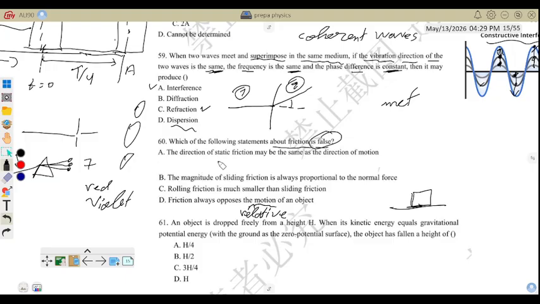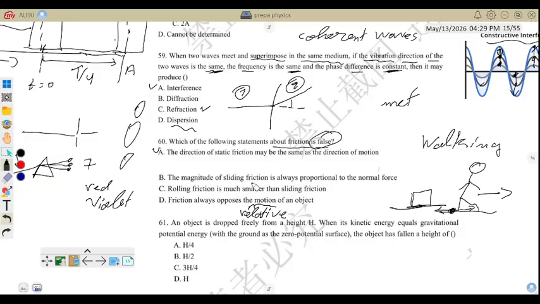A is true. The direction of static friction may be the same as the direction of motion. If we take the walking example, when a person is trying to walk, the person pushes backward, but the friction imposed by the ground is actually helping the person to move forward. So the friction here is in the direction of the motion of the person. Okay, so A is correct.